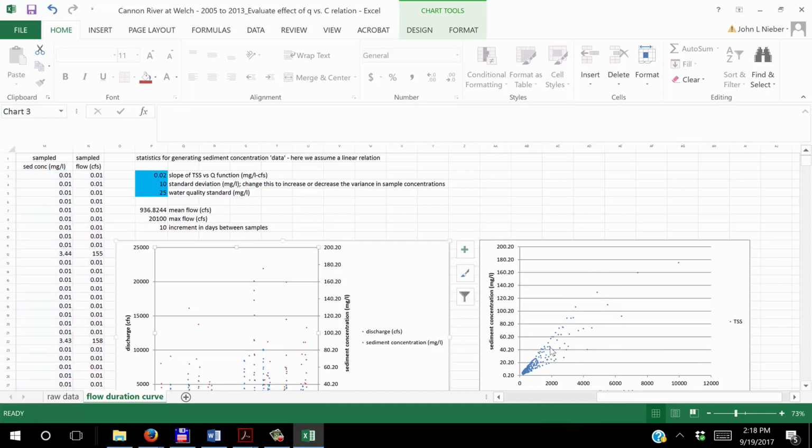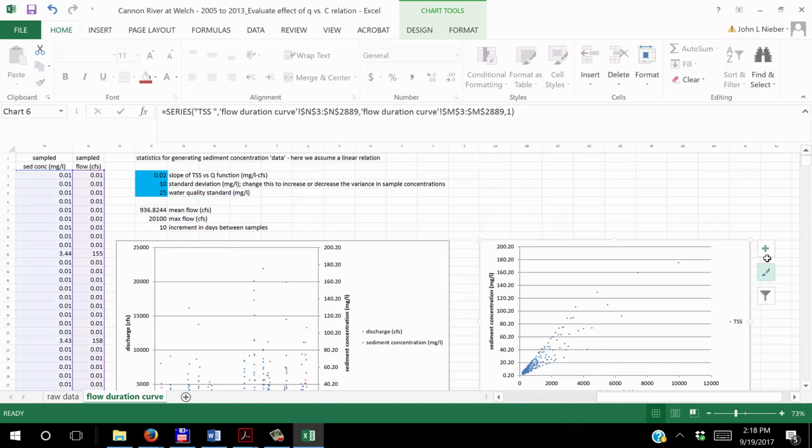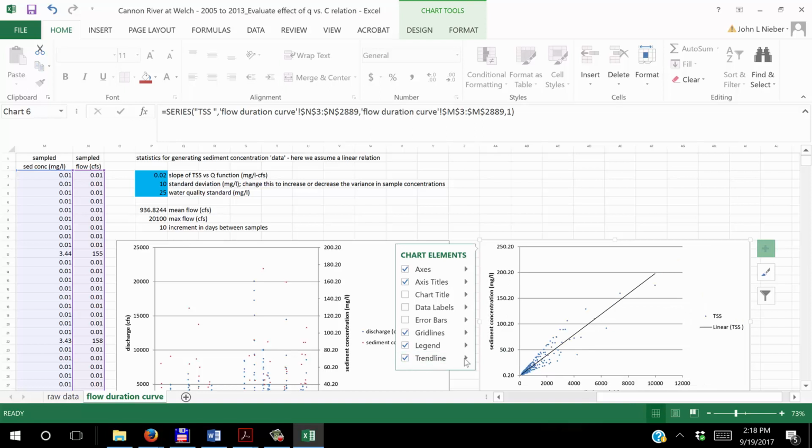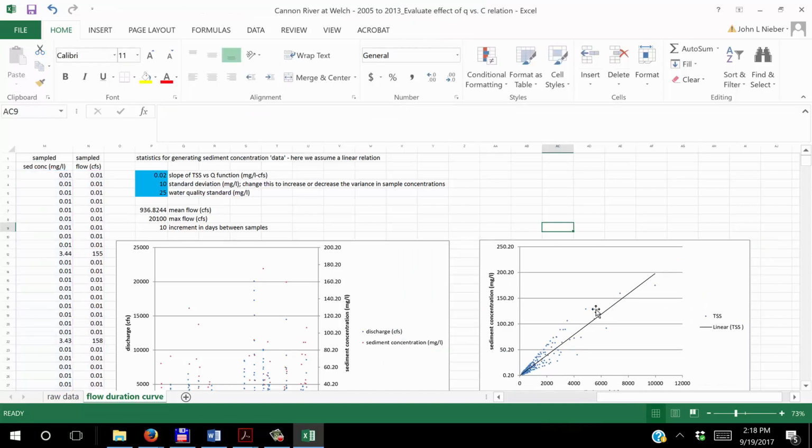I think I'll do it anyway. Yeah, here we go. Trend line. And you can see what that trend line is. It has a slope of approximately 0.02. And if I were to go back here and change this standard deviation to 0, you'd see all the points would fall right on that trend line.